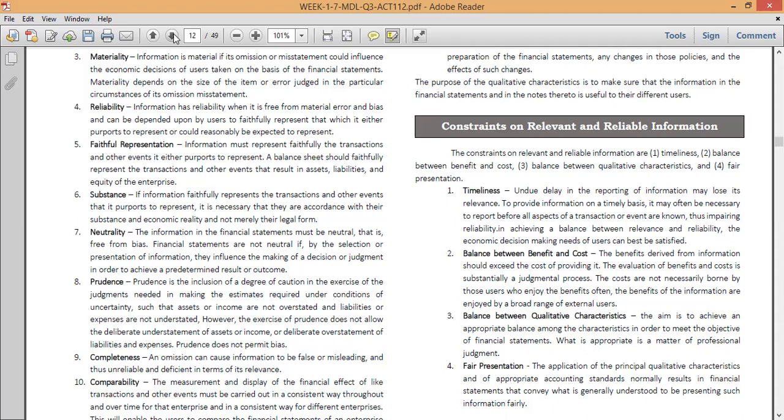Then next, prudence. Prudence is the inclusion of a degree of caution in the exercise of the judgments needed in making the estimates required under conditions of uncertainty, such that assets or income are not overstated and liabilities or expenses are not understated. So yun nga, hindi po tayo nagbabawas, hindi tayo nag-a-add pag gumagawa tayo ng different financial statements. So eksakto po tayo sa lahat. So kung ano yung documents na meron na dapat i-record, nire-record ninyo.